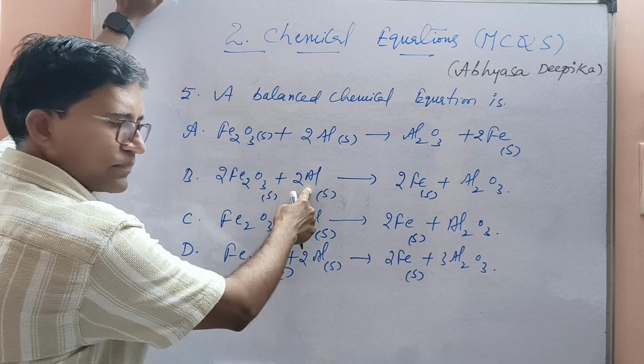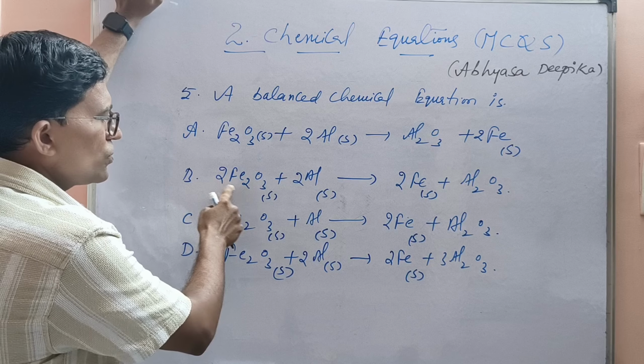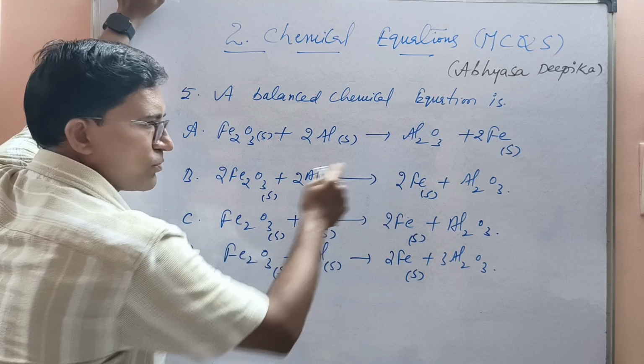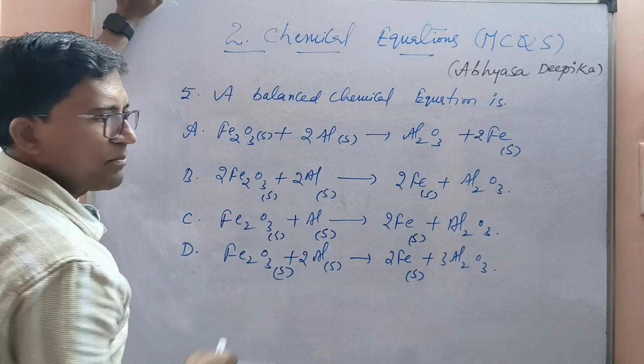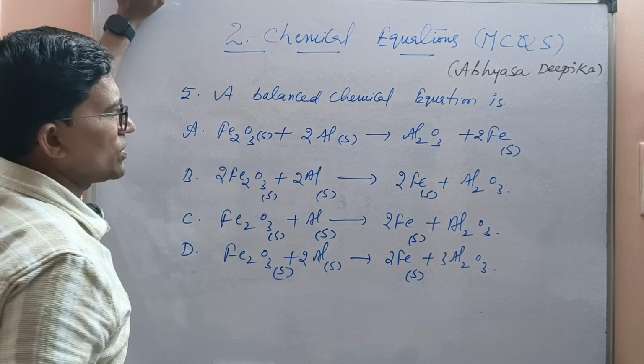2Fe2O3 plus 2Al. How many ferrums are there? Here the coefficient is 2, 2 twos are 4. 4 ferrums. You got 4 ferrums here, you got only 2 on the other side. Then ferrums are not balanced. No need to check everything, we can understand. This is not a balanced equation.